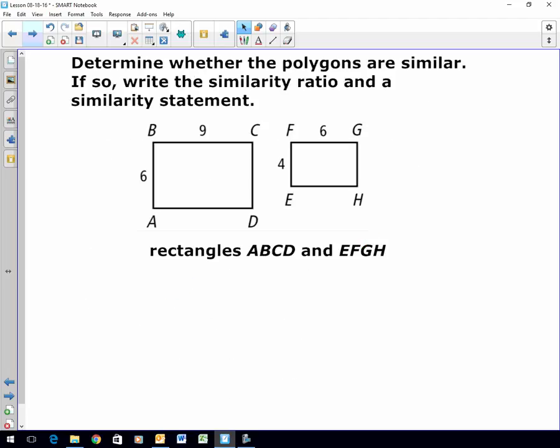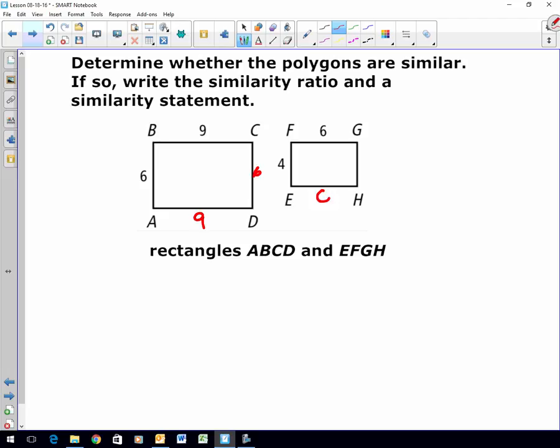All right, here we go. Determine, just watch me do this, okay? You don't have to write this down. Determine whether polygons are similar. If so, write the similarity ratio and the similarity statement. Rectangles ABCD and EFGH. Well, here's what you need to know about a rectangle. The opposite sides of a rectangle are what? Congruent.